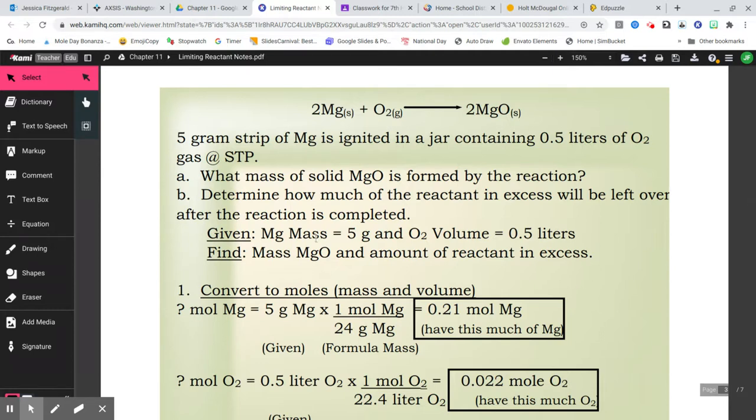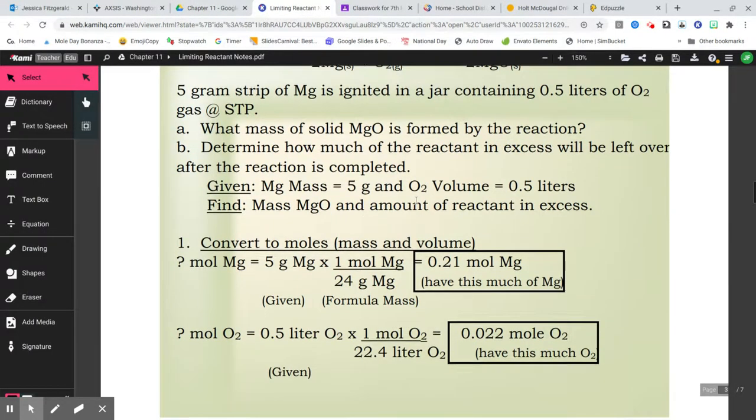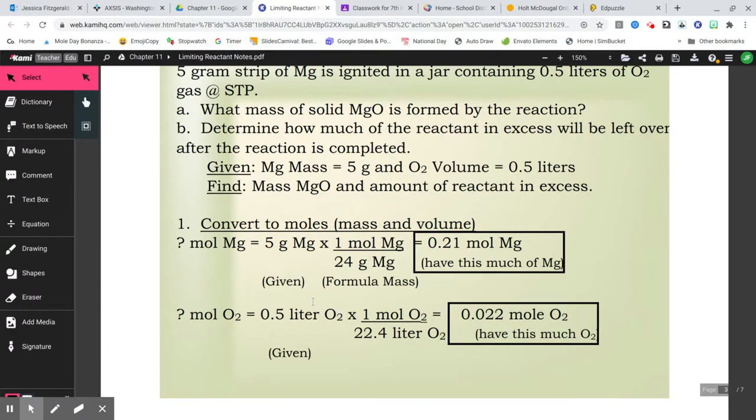So we know we have 5 grams of magnesium and 0.5 liters of oxygen. And we're going to find the mass of our magnesium oxide first. In our steps, our first step is to convert our reactants over to moles. So that's what I did here. These are 2 easy one-step conversions where I used the periodic table to find the mass of magnesium. So magnesium cancels out. I'm now at 0.21 moles of magnesium.